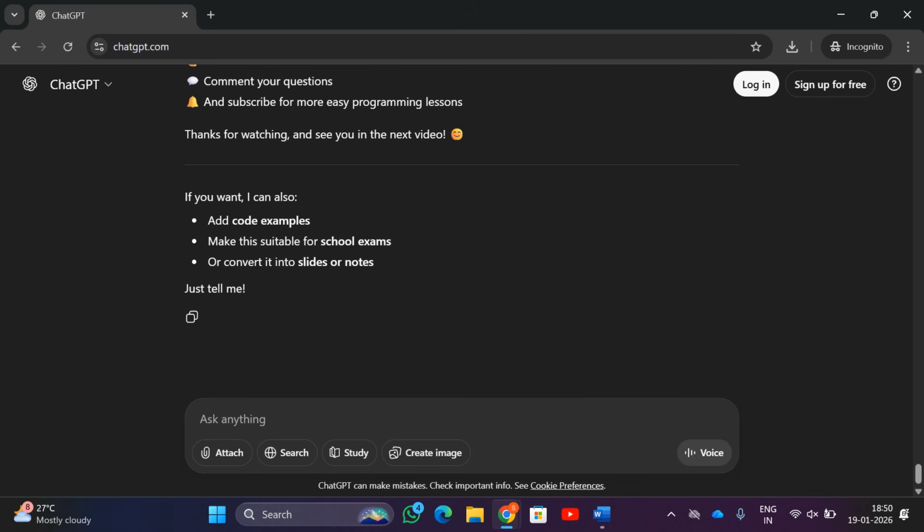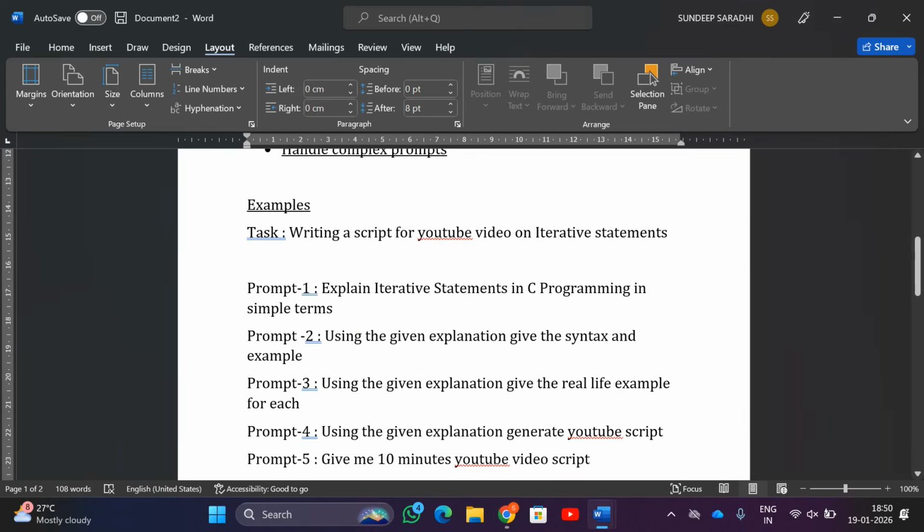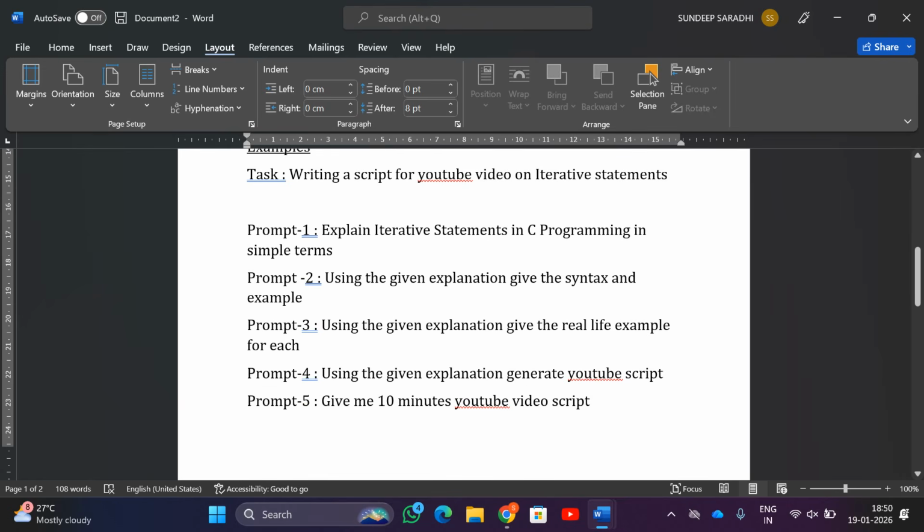And you can observe the suggestions given by ChatGPT: add code examples, make it suitable for school exams, or convert it into slides or notes. Based upon the explanation, you can also give another prompt here. So prompt 6: prepare slides or give diagrams.